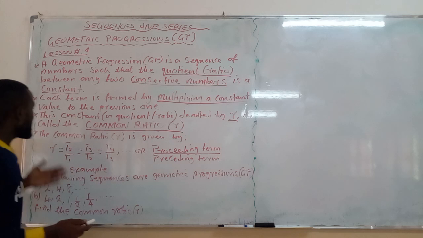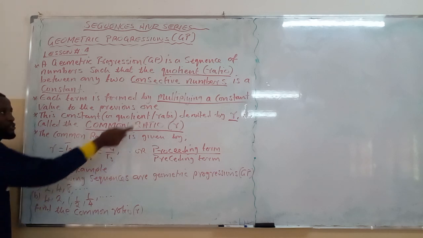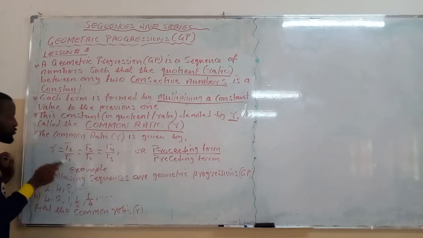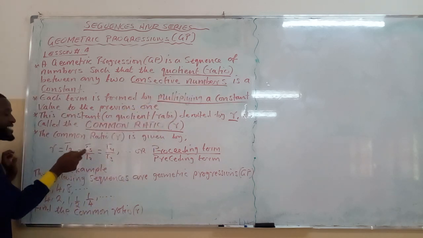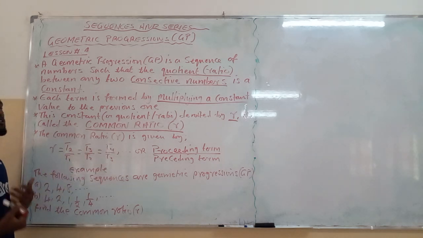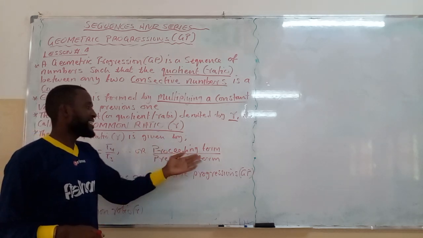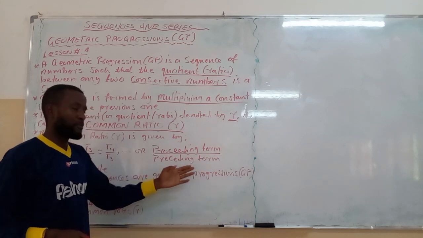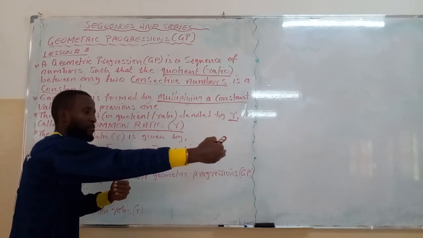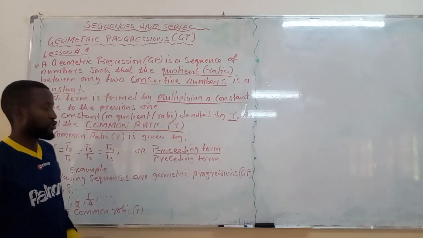Simple. This is how you find the common ratio. The common ratio, denoted by small letter r, is equal to term 2 divided by term 1, because here we are talking of the ratio. It's a common ratio, so you need to write it in ratio form. Or you can say term 3 divided by term 2 or term 4 divided by term 3. You are going to find the common ratio, which is the constant. Or you can say succeeding term divided by preceding term, meaning that the second term divided by the first term, you are going to get the common ratio.